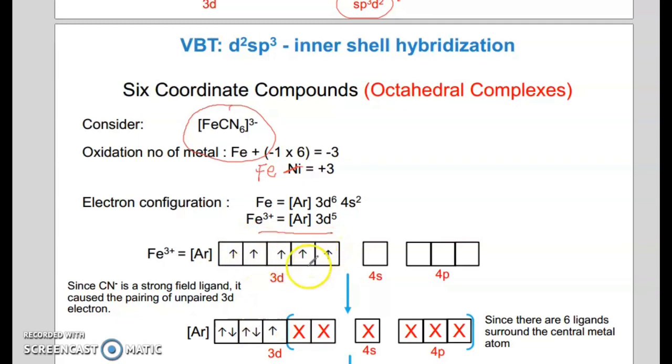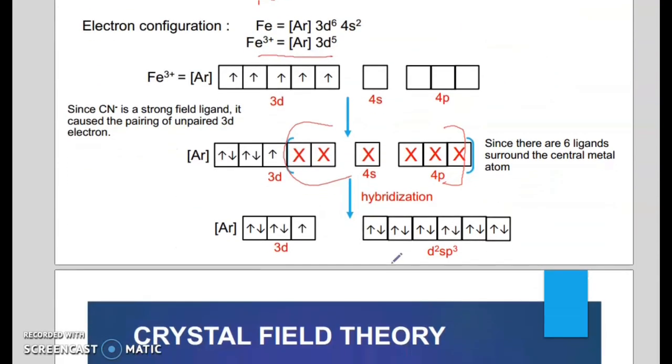So now, pair all these electrons. Because of 5 here, only 2 pair and 1 left here. And then you must have the space of the d2 for the empty space, d2sp3. So this is the inner shell hybridization. So the hybridization is the d2sp3.